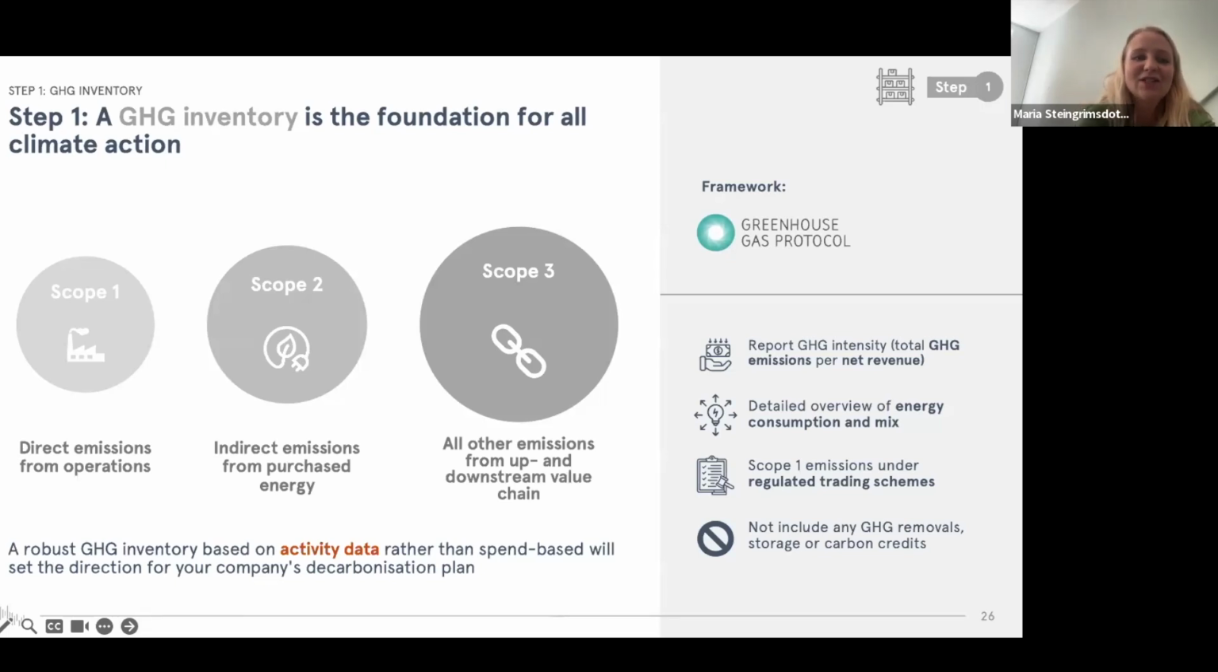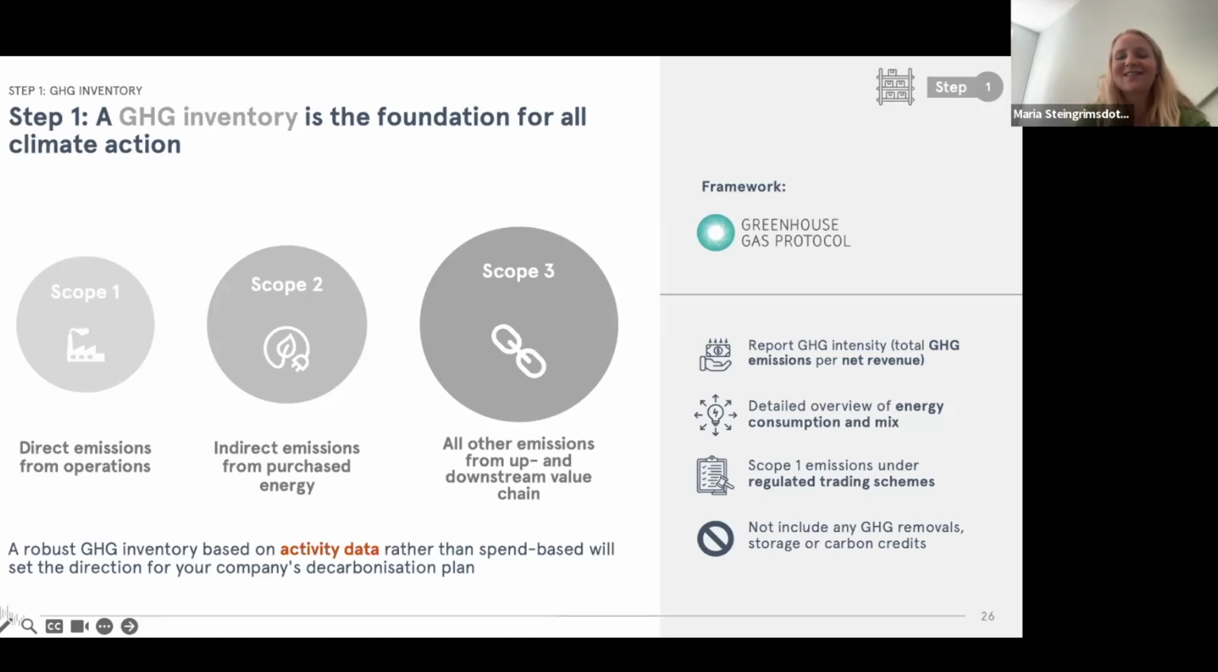The inventory needs to cover all 3 scopes described in the Greenhouse Gas Protocol framework and include all emissions that are under a company's operational control. These emissions include Scope 1 emissions, which are direct emissions, Scope 2 emissions from purchased energy, and Scope 3 emissions, which are all other emissions coming from up and downstream value chain of the company.